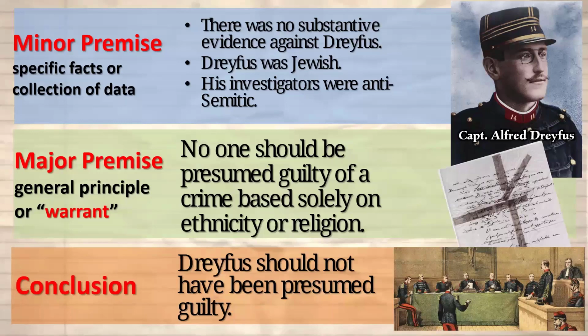And the major premise I'm using there is no one should be presumed guilty of a crime based solely on ethnicity or religion. So there's going to be good warrants, there's going to be bad warrants, there's going to be a lot of warrants that are kind of in between.